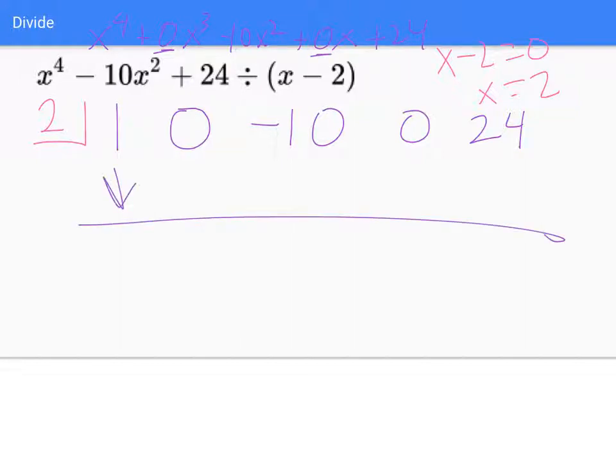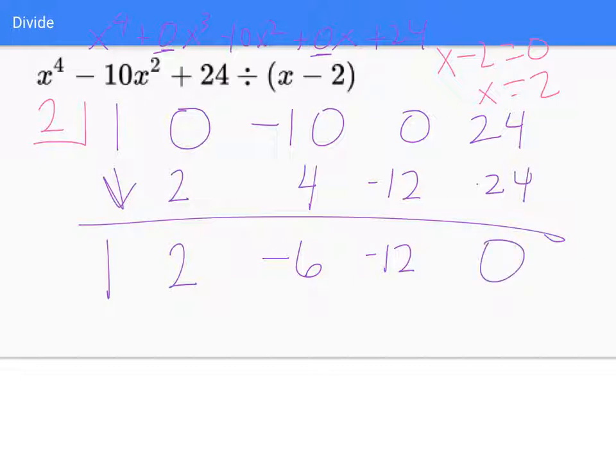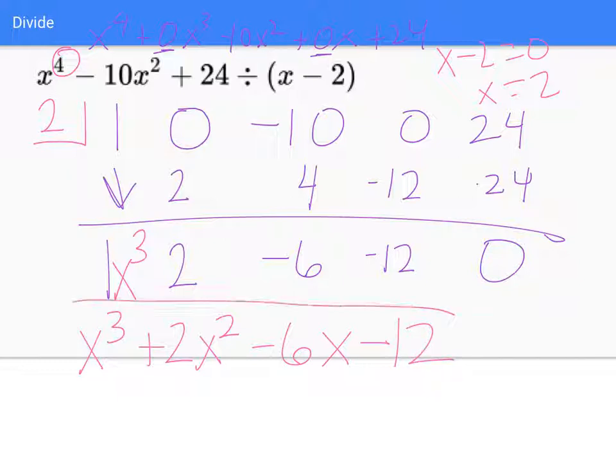So you bring down the first one. So this is 1. 1 times 2 is 2. Add 2. 2 times 2 is 4. Add negative 6. 2 times negative 6 is negative 12. Add negative 12. 2 times negative 12 is negative 24. Add 0. So again, I started with x to the fourth. So this would be my x cubed. So I have x cubed plus 2x squared minus 6x minus 12. I don't have a remainder, so there should be no fraction there.